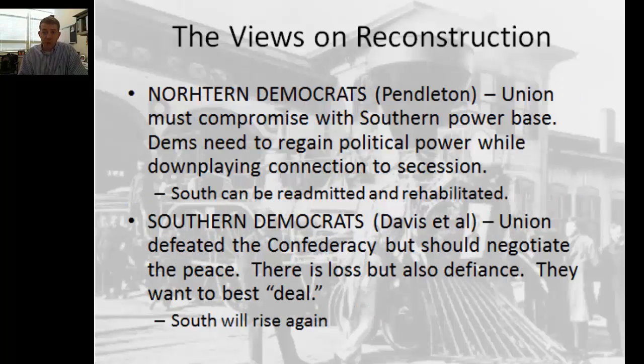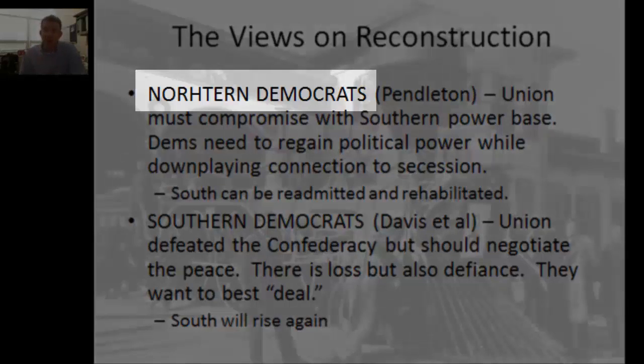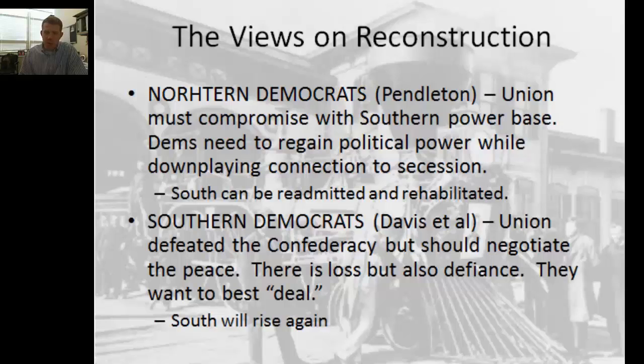A couple of other groups, and we have Democrats, and we have 2 different kinds of Democrats. Now, they aren't split by their views as much as they are split by their section. You have Northern Democrats, represented by George Pendleton, who I believe is from Ohio. And Pendleton believes that the Union must compromise with the Southern power base. The South isn't going anywhere, and the fact that we won this war really just puts more perspective on healing and getting past the war. Also, the Democrats want to regain their political power while downplaying the connection to secession. So the Democrats have to be careful because now they're linked to secession. They're the party of the South. Northern Democrats need to find a way to reconnect with their Southern Democratic allies while putting to the side some of the things that are going to be negative, like secession, like their commitment to slavery.